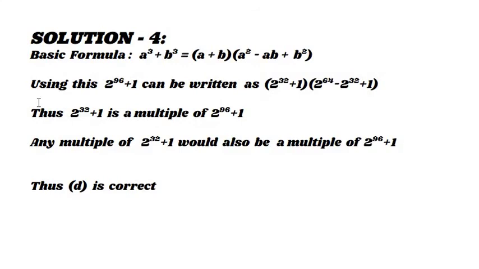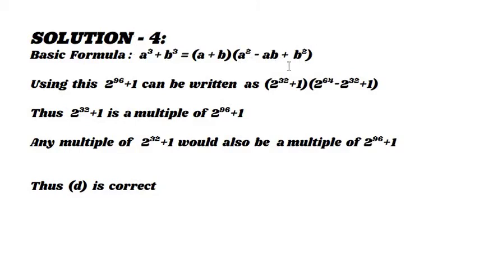So the basic formula that struck into my mind once I see this sort of question is this. This formula is that of 8th standard. a cube plus b cube is equal to (a plus b) into (a square minus ab plus b square).